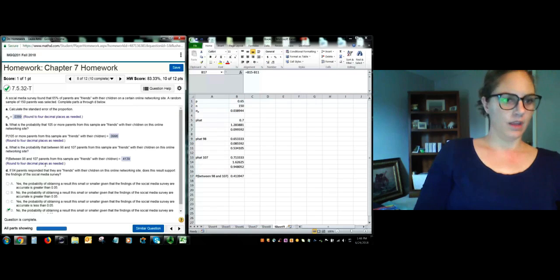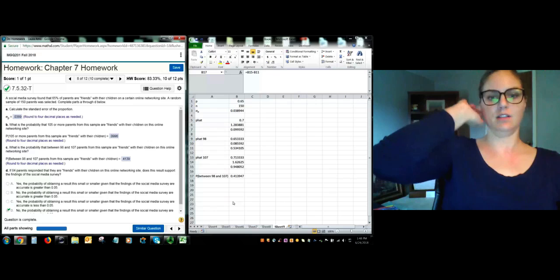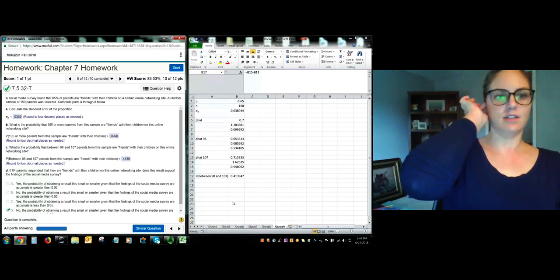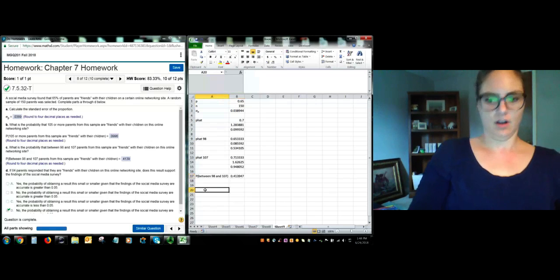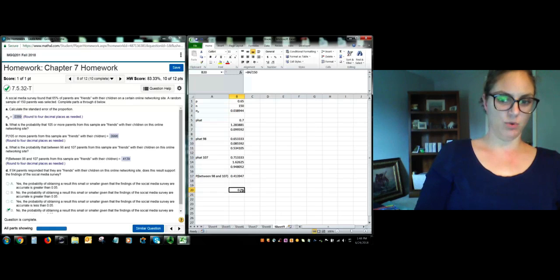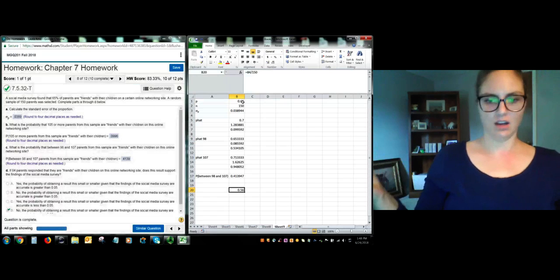Okay, this last problem in this particular one, part D: if 84 parents responded that they are friends with their children on this networking site, does this result support the findings of the social media study? The social media study said that 65% of parents are friends. If we only found 84 out of our 150 people that we surveyed, that's only a p hat of 0.56. What we're trying to determine here is if this 0.56 is close enough to the reported proportion that we would accept it in the normal realm of possibilities, that it's like, yeah, give or take.